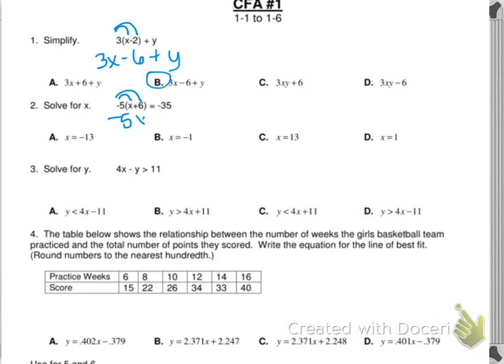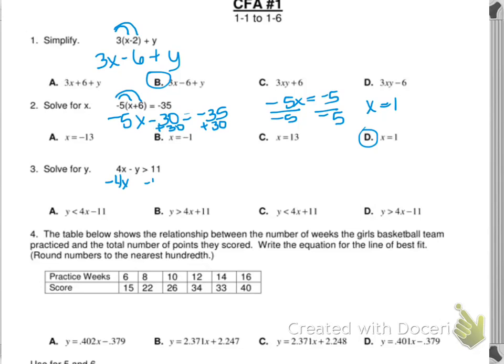Next one, I'm going to distribute the negative 5, so you can just watch along. Negative 5x minus 30 equals negative 35. Add 30 to both sides. Negative 5x equals negative 5. Divide both sides by negative 5. So x equals 1. You can plug that back into your question to check.